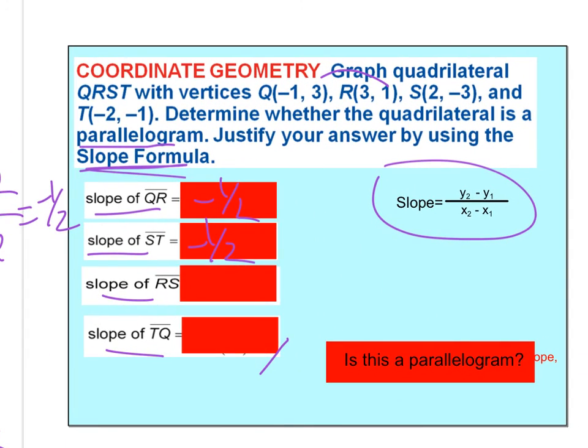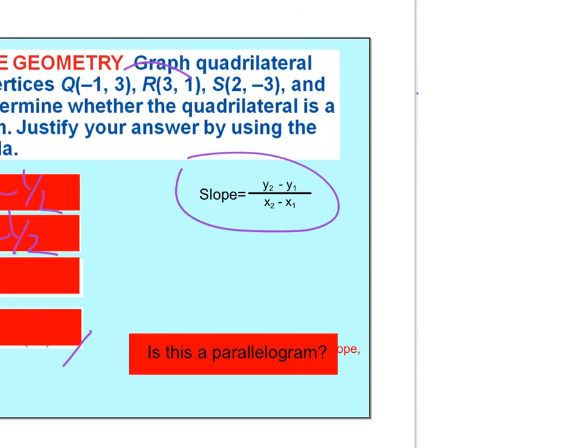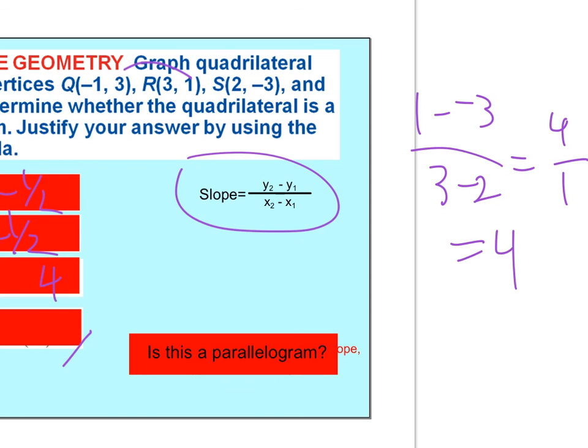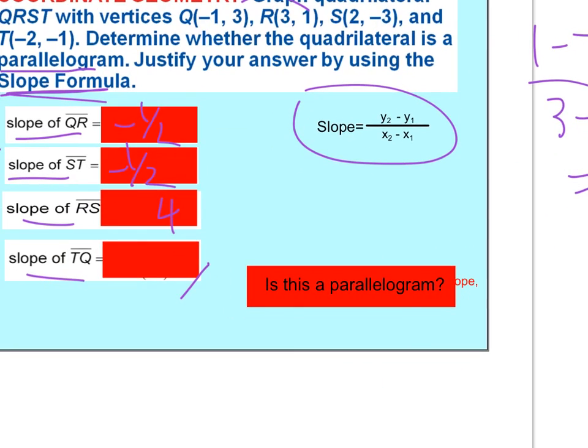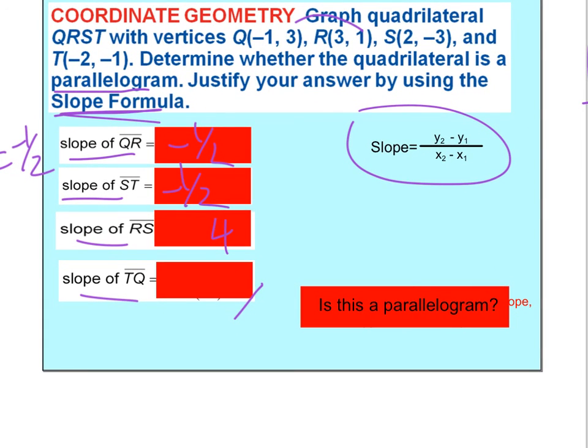So here, if I want to figure out RS, RS is going to be 1 minus negative 3 over 3 minus 2. So that's going to be 4 over 1, which will equal 4. So last piece, TQ. If I do TQ, that's going to be 3 minus negative 1 over negative 1 minus negative 2, that will give me 4 over negative 1.